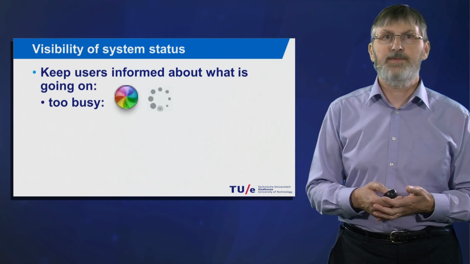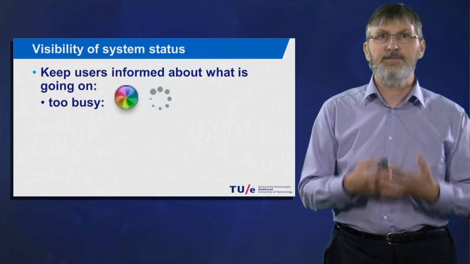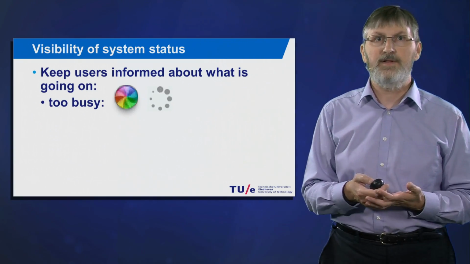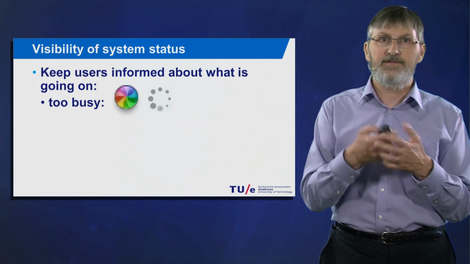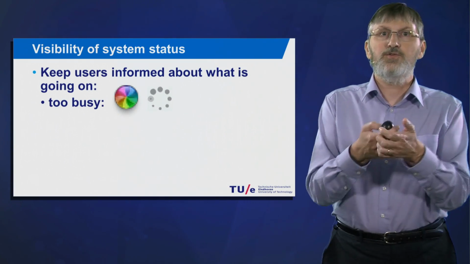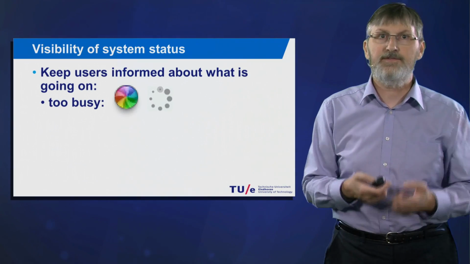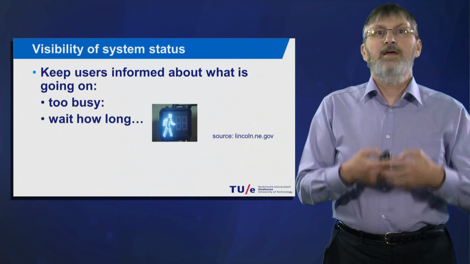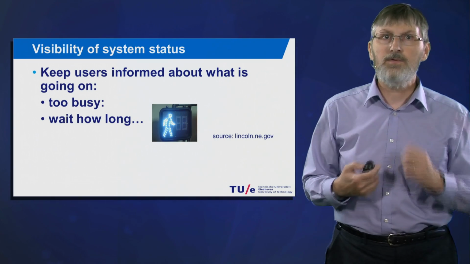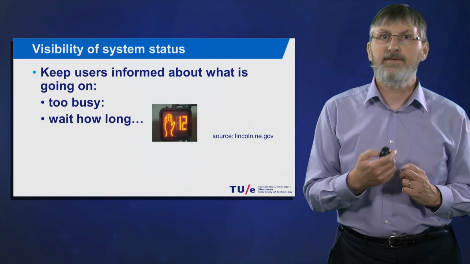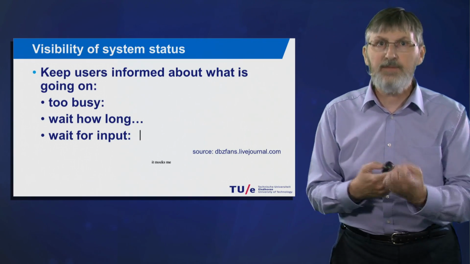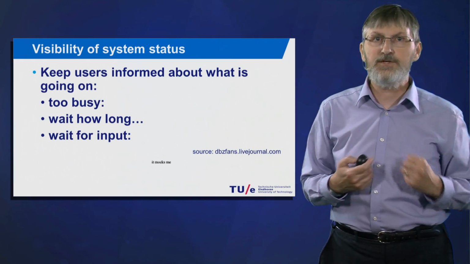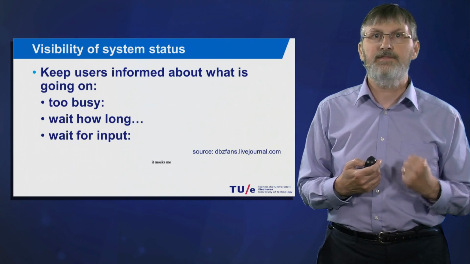The first principle is to make sure that the system status is always visible. So when the system is busy, for instance, you try to start an application and the system can't do that right away, it should show you this state. It should show you how long you sometimes have to wait. And when the system is waiting for input, it should give a visual sign that it is actually in that state.